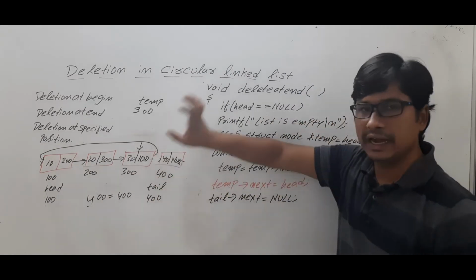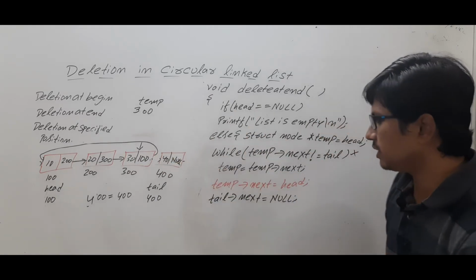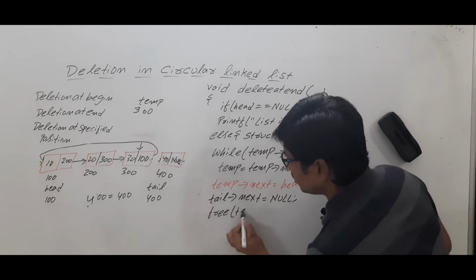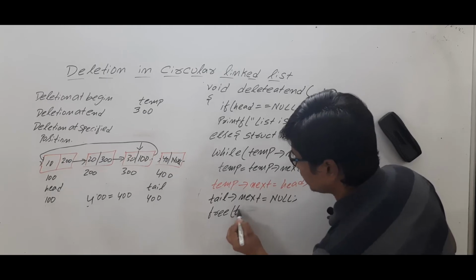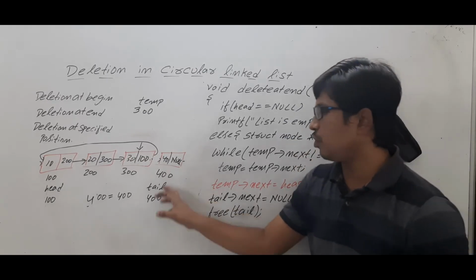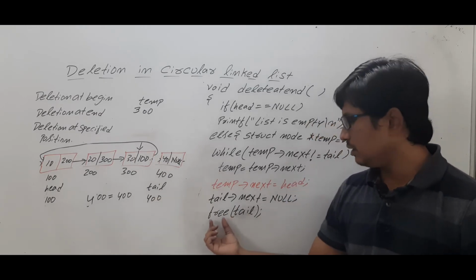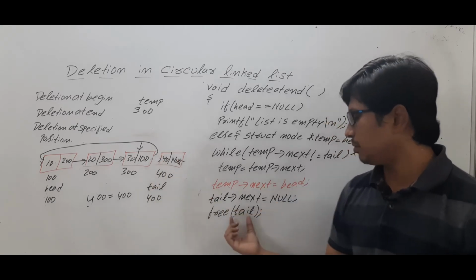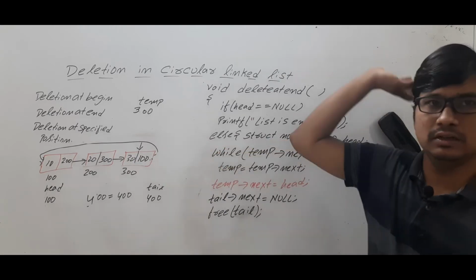Now this node is idle. You can release the memory. How can you release the memory? You can call free of, not temp, sorry, free tail. Why should I write tail? Because this node is pointed to by the pointer called tail. So you have to give the statement called free and the pointer name which is pointing to this memory location 12. So now this memory has been released.